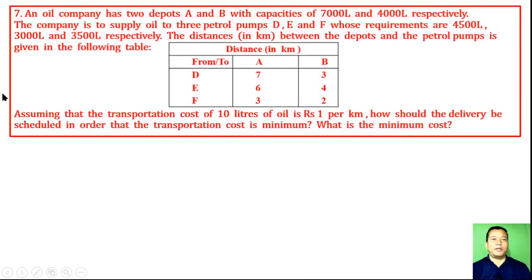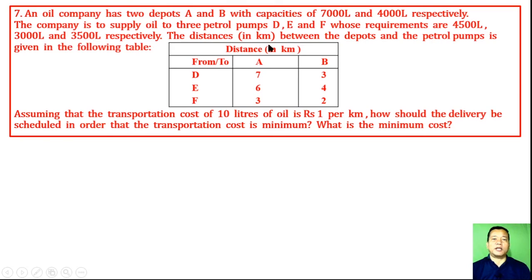Question number 7. An oil company has two depots A and B with capacities of 7,000 L and 4,000 L respectively. The company is to supply oil to three petrol pumps D, E and F whose requirements are 4,500 L, 3,000 L and 3,500 L respectively.